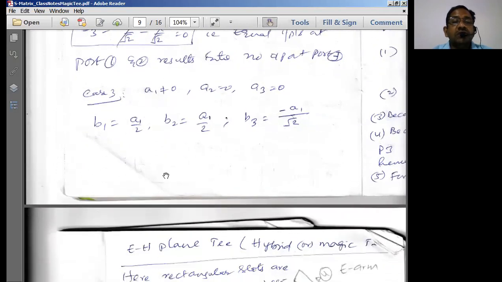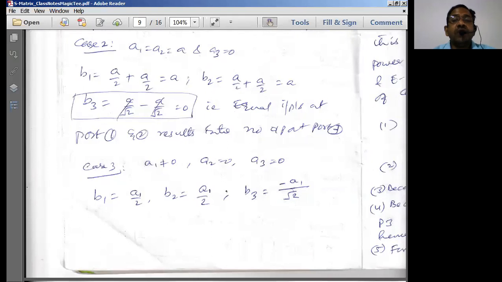Another case, similarly, I can extend it as A1 not equal to 0, A2 equal to 0, and A3 equal to 0. Accordingly, I'll be getting this kind of output. So this is what the inputs and outputs for the E-plane T are for us.